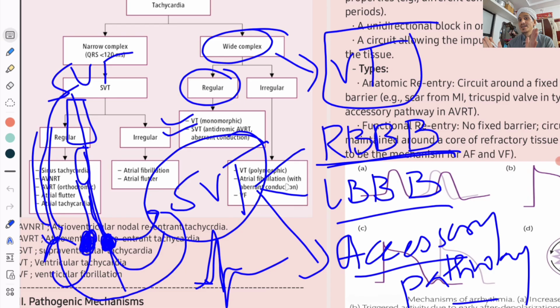Okay, but VT will not respond. VT will break down if you use beta blockers in ventricular tachycardia. They will not respond. There is a dangerous thing which is going to happen. Okay, that's why always think of wide complex tachycardia as VT unless proved otherwise, when it is regular.